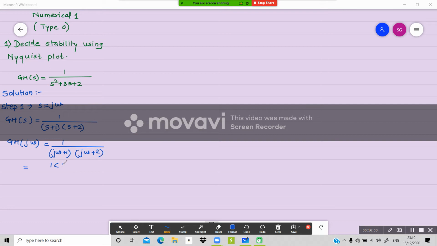Okay, so we'll write it in polar form. So 1 at an angle of 0 upon under root omega square plus 1 magnitude, and angle will be tan inverse of omega, first factor. Second factor will be under root omega square plus 4, and angle will be tan inverse of omega by 2.